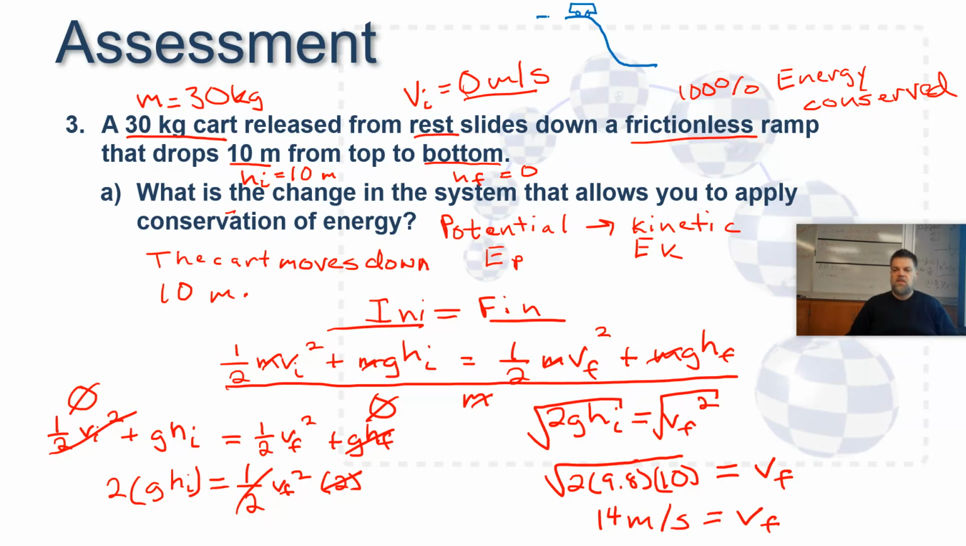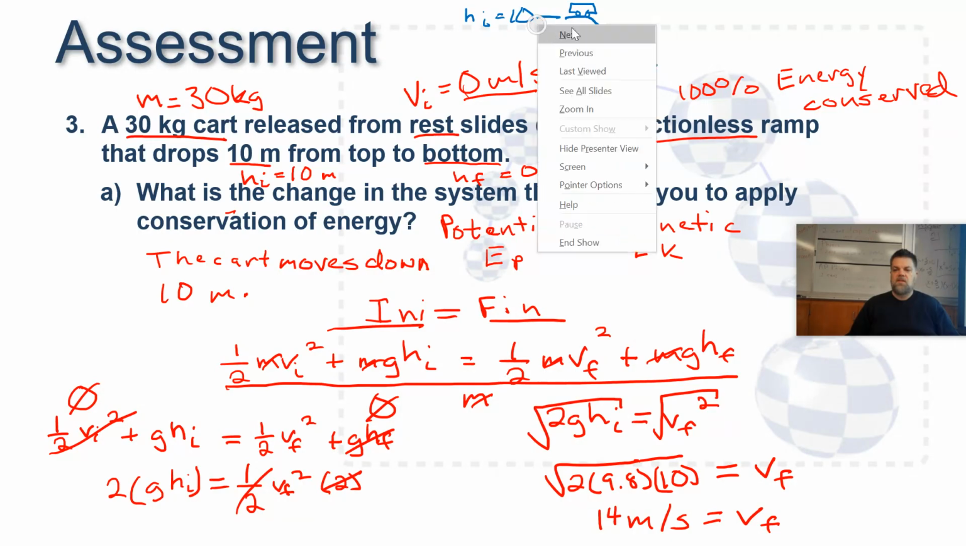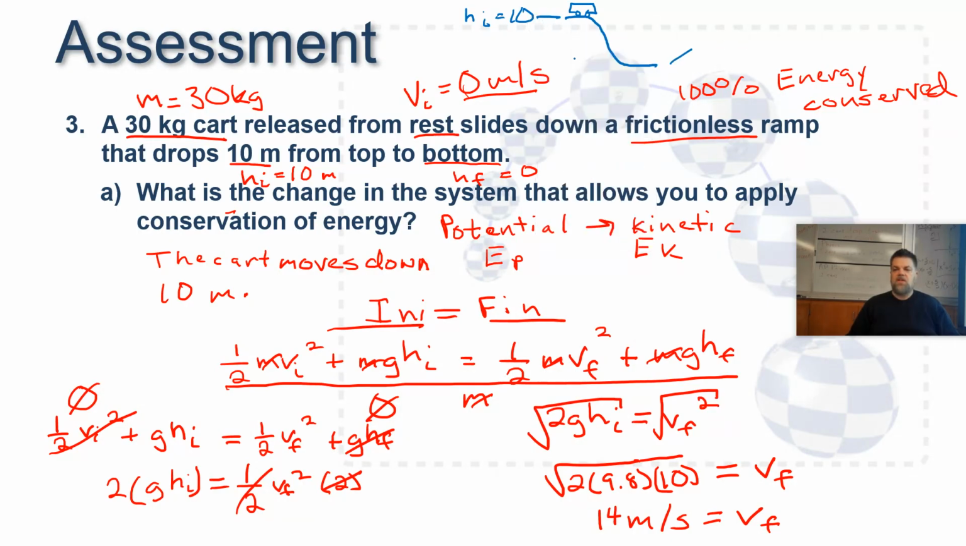Okay. This height right here, the initial height, is equal to 10 meters. I'm going to arbitrarily say that, even though this might be higher than the ground. They're saying the bottom of the track, but it might be higher than the ground. So this height right here is the final height, which is 0 meters. Okay.